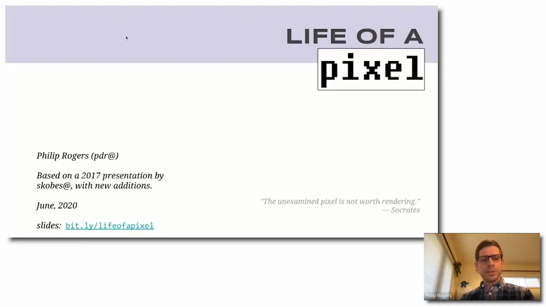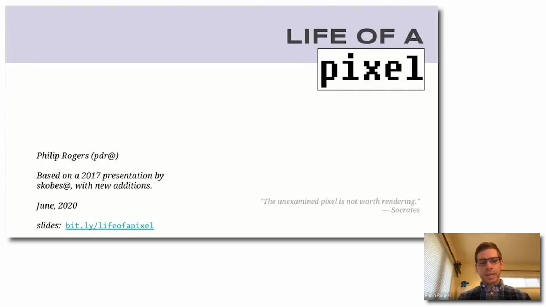So this is Life of a Pixel. This is a talk that was given by Steve Kobes in 2017 and has been updated since. It is an end-to-end overview about how we render stuff on the web. These slides are pretty dense, and the purpose here is to serve as a resource so that you can come back to this talk in the future.